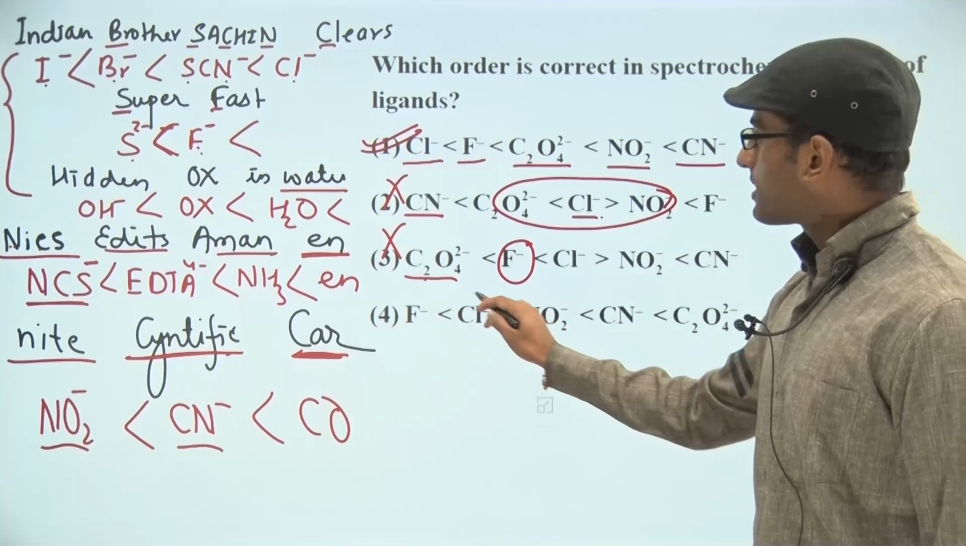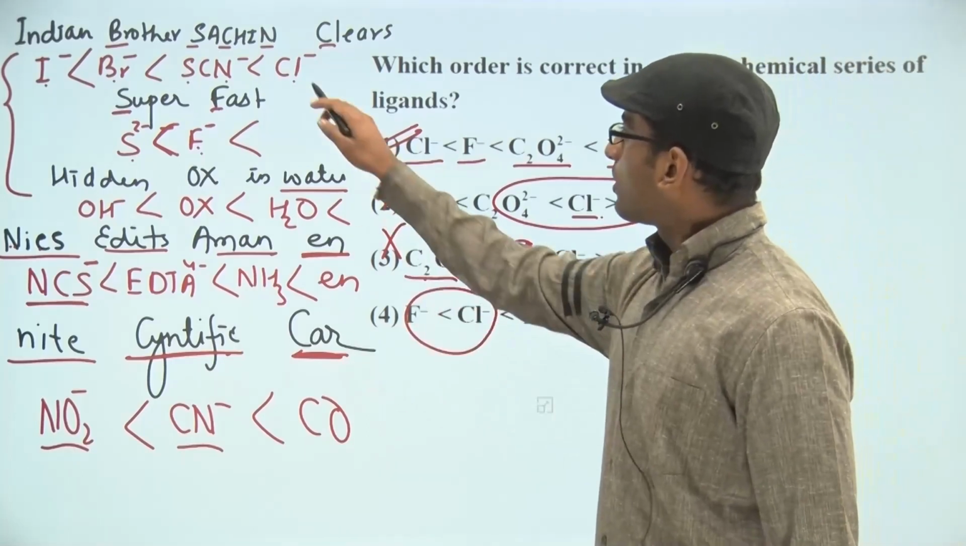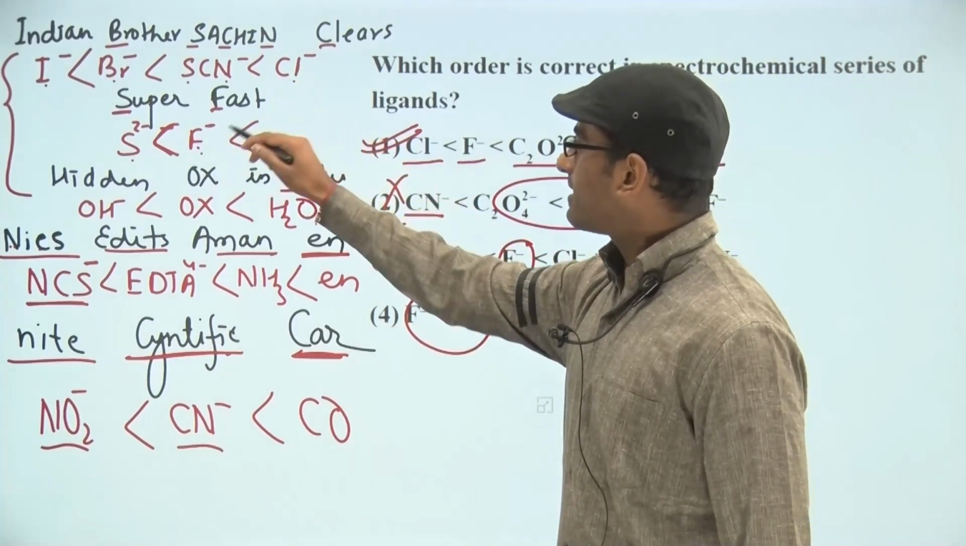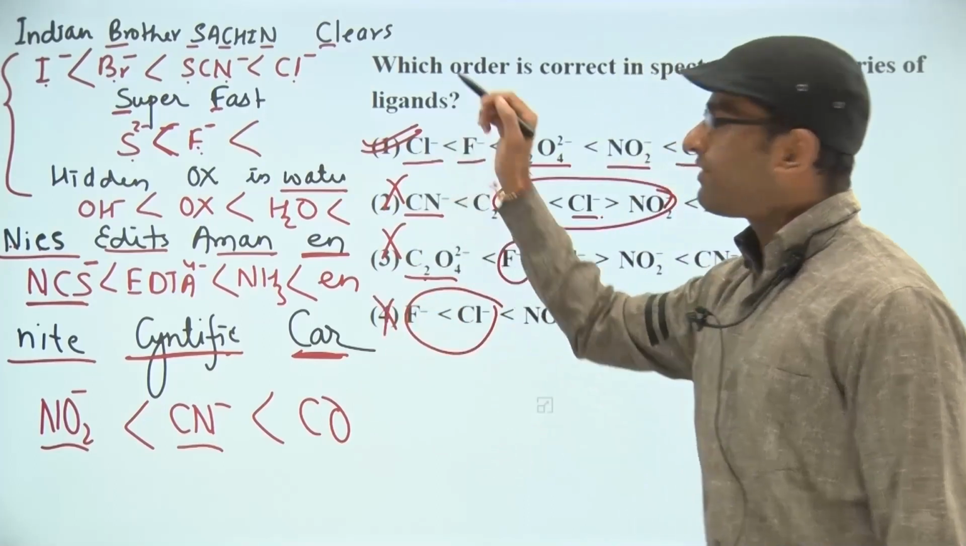Fluoride, then chloride. Wrong statement. Chloride is having less strength as compared to fluoride. So this is wrong. Only the first option is correct.